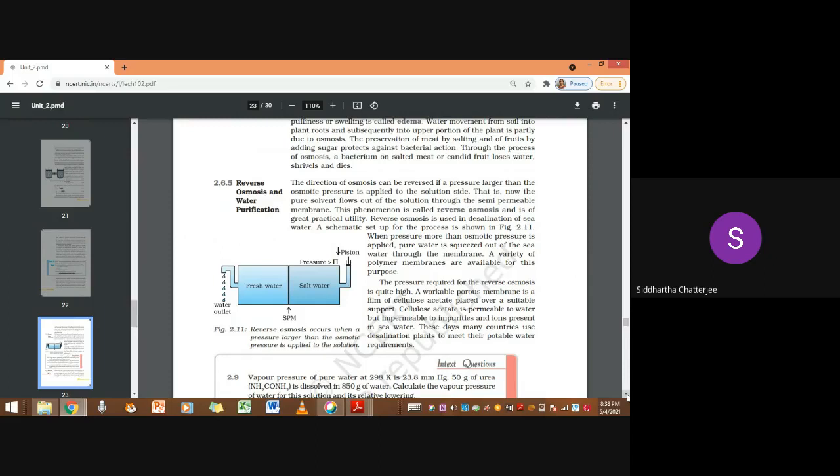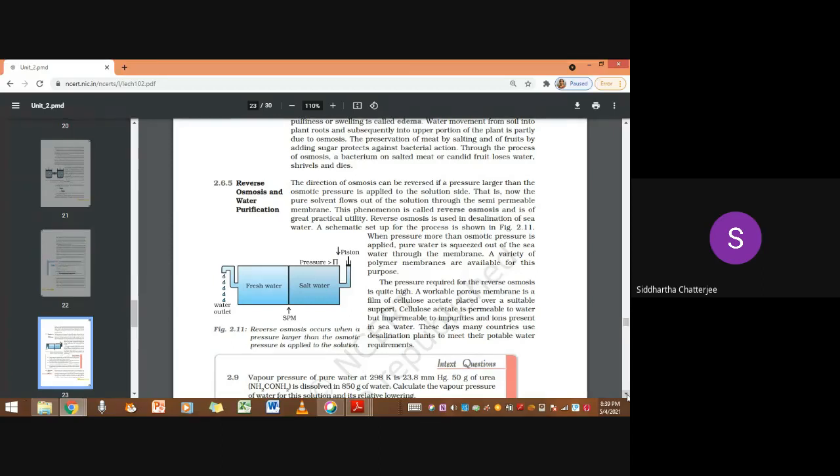Now when you apply pressure more than the osmotic pressure, what will happen? The reverse osmosis will take place. In that case, the solvent will flow from high concentration to low concentration. That means the dissolved salt will be left in the high concentration part, and the pure solvent, that means water, which we normally expect in reverse osmosis from the water purification point of view, will pass through the semi-permeable membrane from high concentration to low concentration.